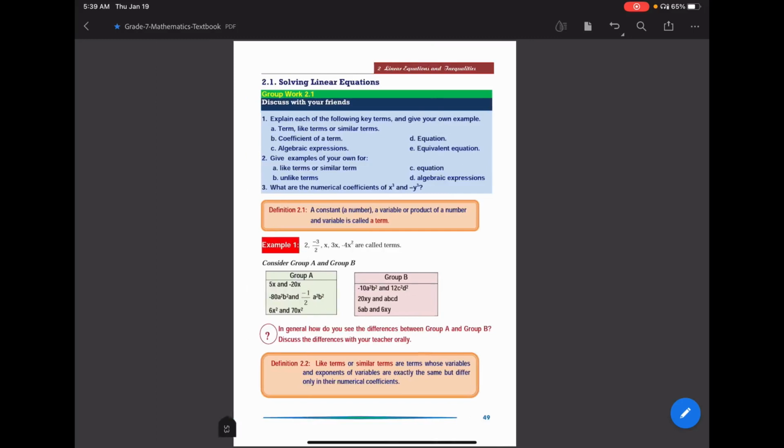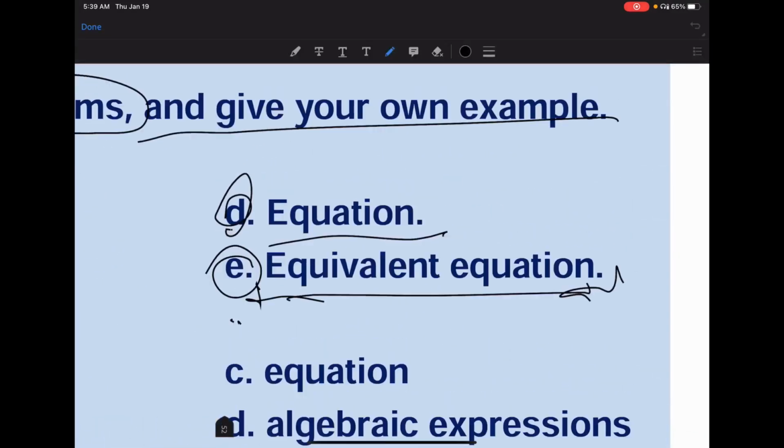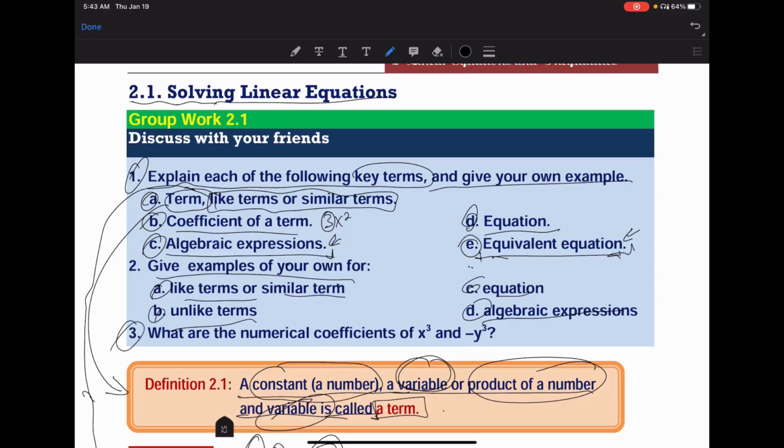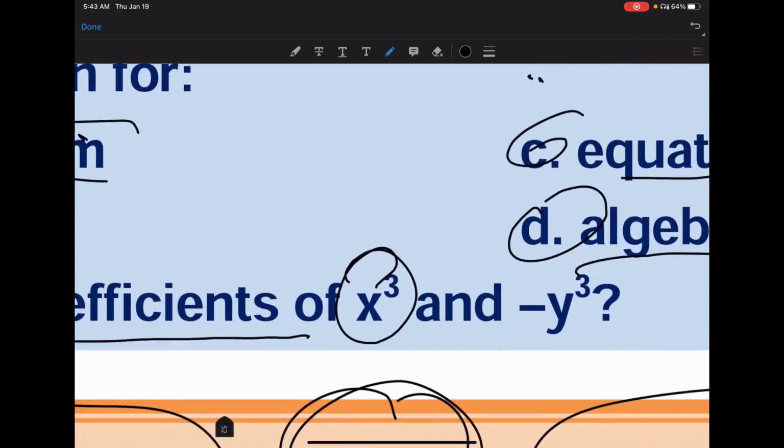So what do we mean when we say an equivalent equation? Equivalent equation is when two equations have the same solution set. I said we would define it later. When two equations have the same solution set, meaning they have the same answers, then we call them equivalent equations. Third, what are the numerical coefficients of x cubed and negative y cubed? The numerical coefficient of x cubed is 1.